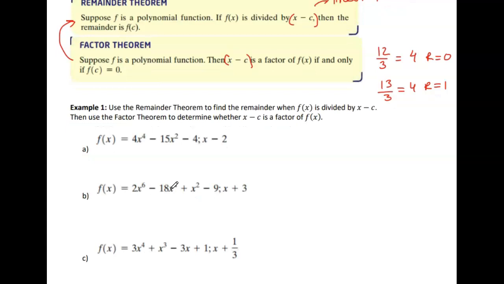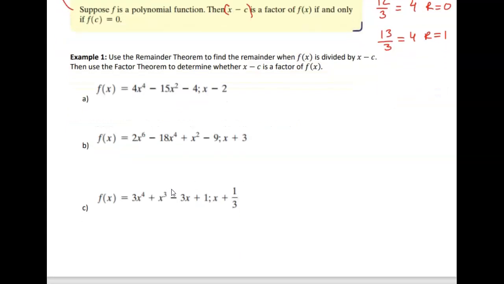In this example, we're going to use the remainder theorem to find the remainder when f of x is divided by x minus c. Then we're going to use the factor theorem to determine whether x minus c is a factor of f of x. These go together. You find the remainder, and if that remainder is 0, you can decide that x minus c is a factor of f. Here's my function, 4x to the 4 minus 15x squared minus 4, and the binomial we want to look at is x minus 2.